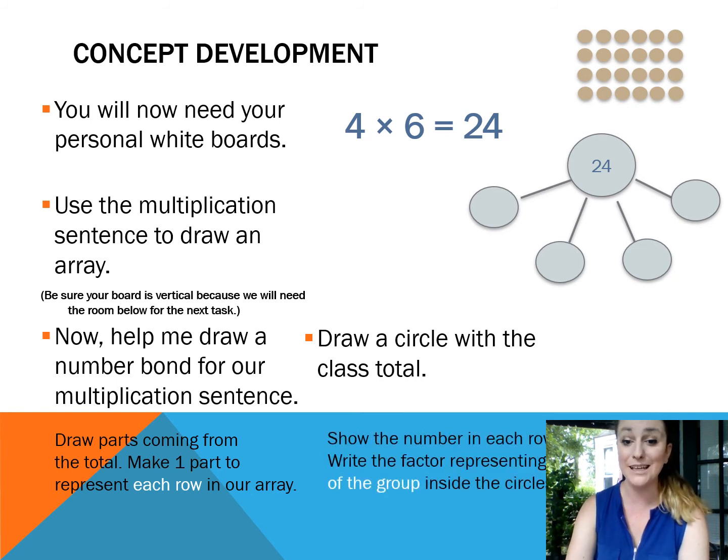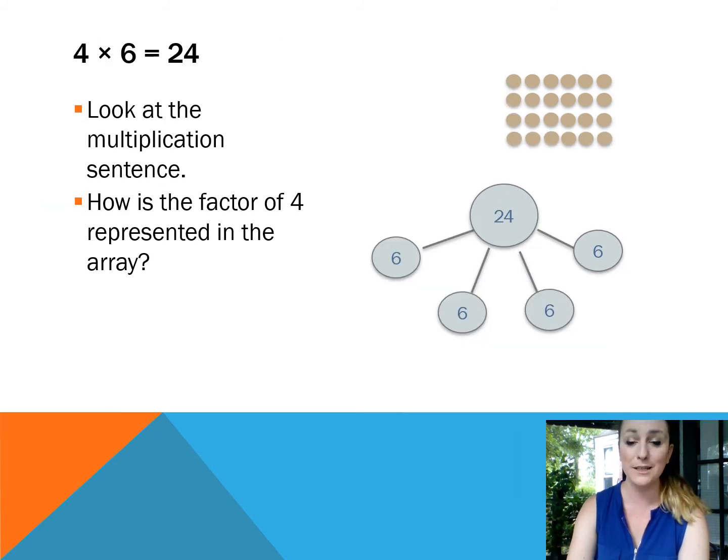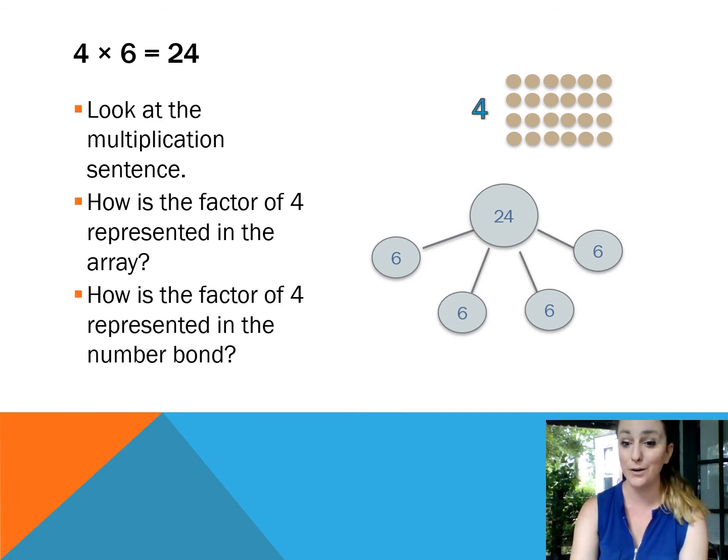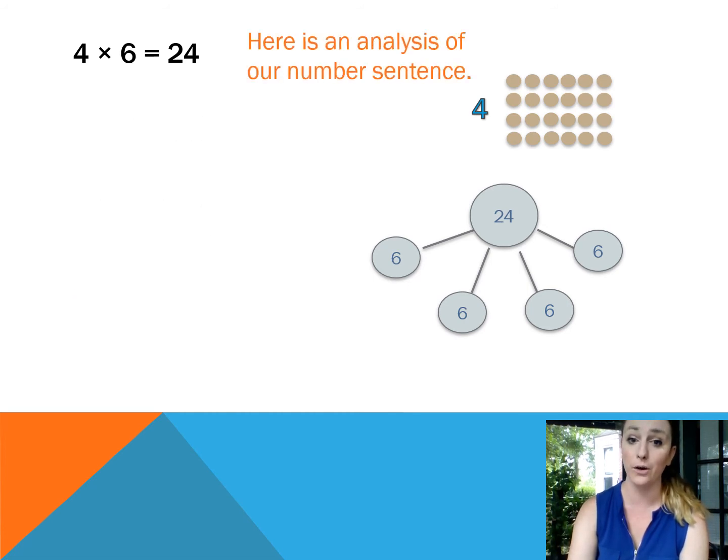Let's show the number in each row. Write the factor representing the size of the group inside the circle. What number tells us how many are in each group? 6. There are 4 rows of 6. Look at the multiplication sentence. How is the factor 4 represented in the array? There are 4 rows. How is the factor of 4 represented in the number bond? Oh, there are 4 groups.